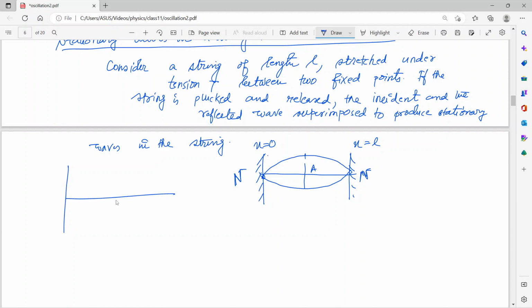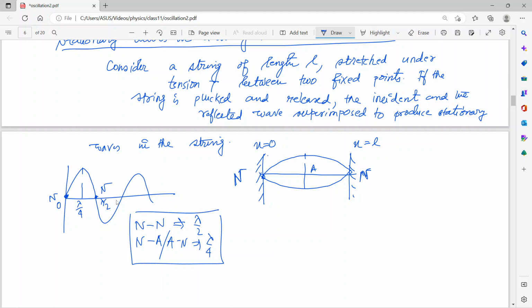Now you see, if it is a sine wave, this position is a minimum amplitude or node, this position is also a minimum amplitude node, and if this is 0, this is lambda by 4 and this is lambda by 2. That means the node to node distance is lambda by 2, and node to antinode or antinode to node distance is lambda by 4. That you have to know, because this is a simple thing. So there is a node and there is also a node, and between them there is an antinode. So the distance between them is L, this is lambda by 2 that we got. So you just remember that any nodes, that means the minimum amplitudes, right?